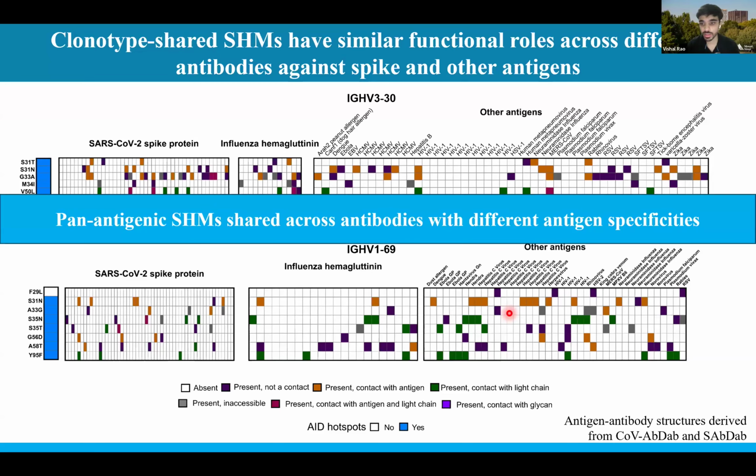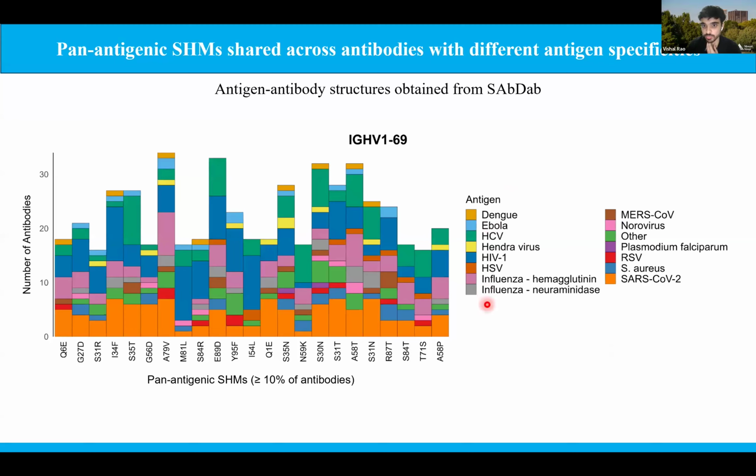Till now, we were looking at this from the lens of mutations we identified in the spike repertoire. But what if there are such pan-antigenic mutations in general for these V genes across different antigen specificities? So we went back to this database SAbDab again, where we looked at these antigen antibody structures, and I'm showing you only the V169 antibodies here. And we see a lot more of these mutations, seen in at least 10% of these antibodies, that are clearly shared across different antigens.